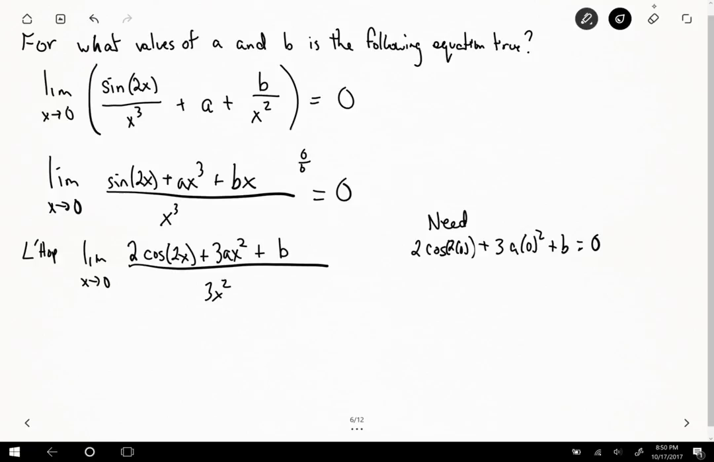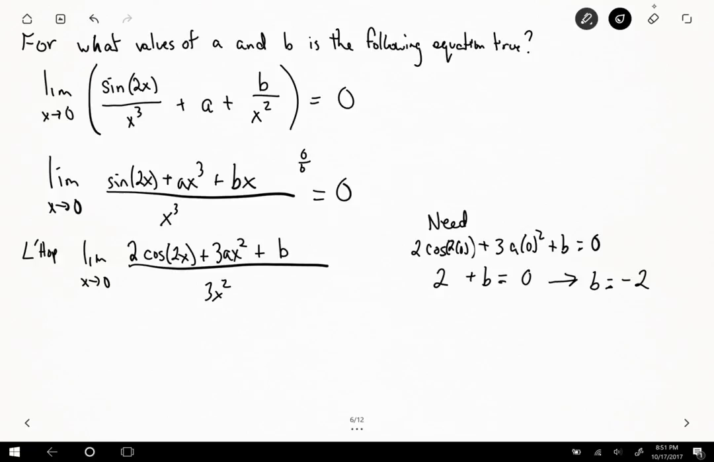Notice this part, the 3 times a times 0 squared, that's a 0. Okay. 2 times cosine of 0. Well, cosine of 0 is just 1, so you get 2. So you get 2 plus b equals 0. Well, notice right away we have b equals negative 2.